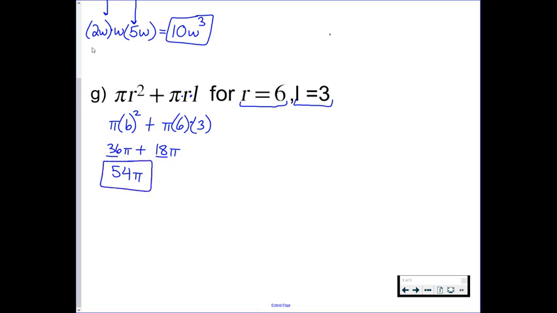Alrighty, guys, that's the end of your notes for today. Just review over algebraic expressions and how to simplify and evaluate them.